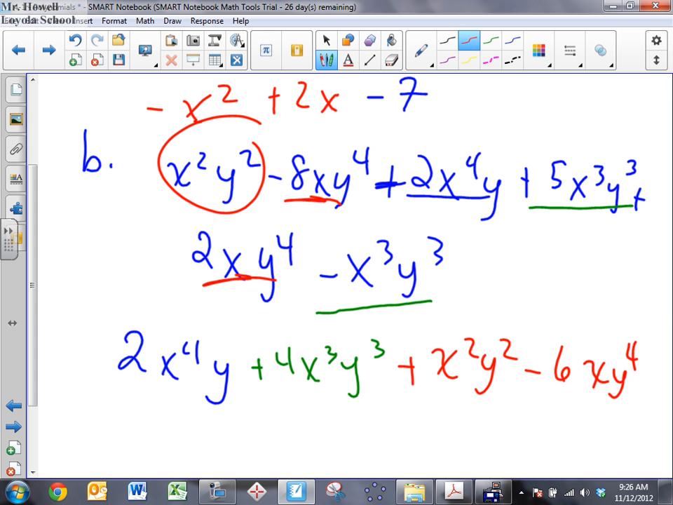Where did this come from? This 5 here minus this 1 right here. Yeah, that's better. Before, the coefficient is the 1 here. That's the key to remember, negative 1.